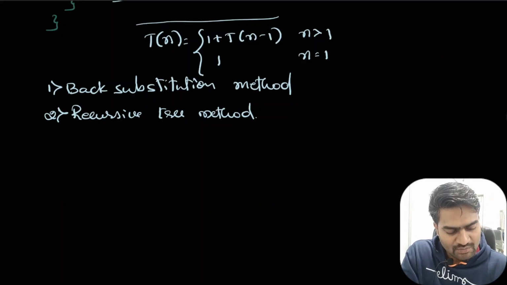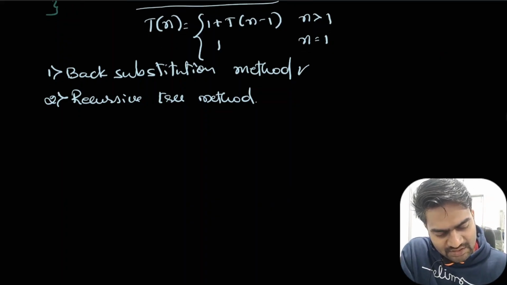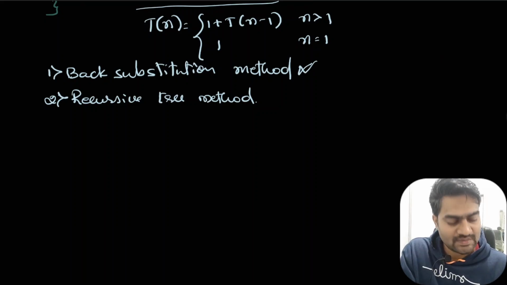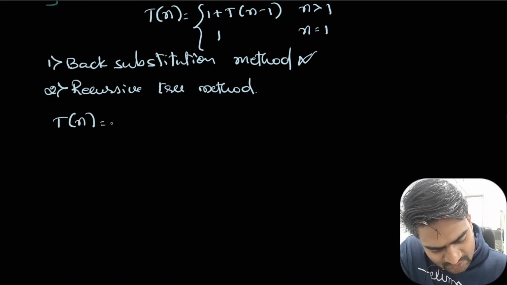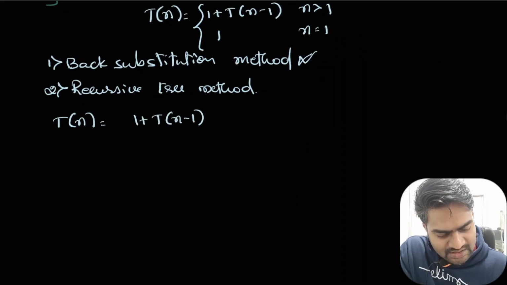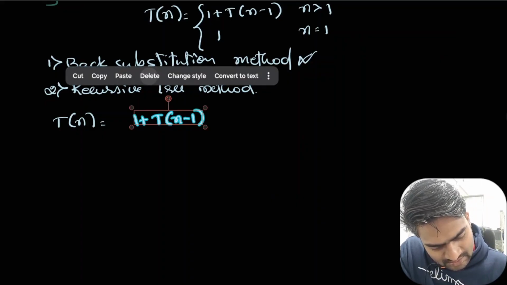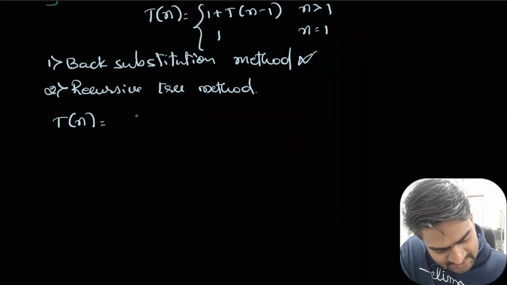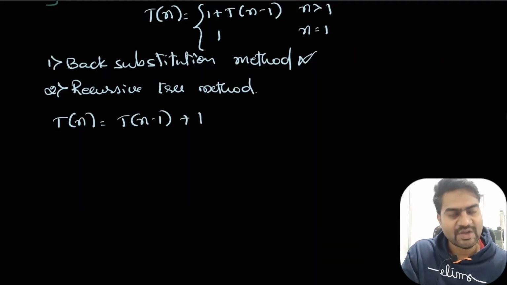So we will look into both the ways for this particular example. Now let us see how our back substitution method works. So we have Tn equal to 1 plus Tn minus 1. Maybe for easiness, I will write it as Tn minus 1 plus 1. Okay. So what exactly is back substitution?